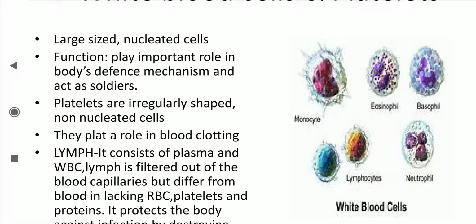Different types of white blood cells are there. They are large in size. Second thing, they have nucleus. They are very important in our body. What is their function? They protect our body from the microorganisms.